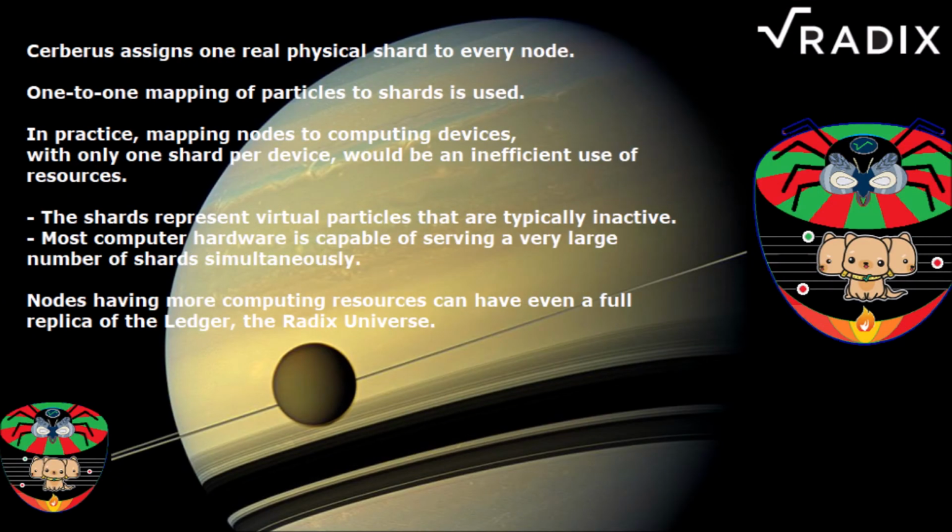Nodes and shards. Cerberus assigns one real physical shard to every node. One-to-one mapping of particles to shards is used. In practice, mapping nodes to computing devices, with only one shard per device, would be an inefficient use of resources. The shards represent virtual particles that are typically inactive. Most computer hardware is capable of serving a very large number of shards simultaneously. Nodes having more computing resources can have even a full replica of the ledger, the Radix universe.